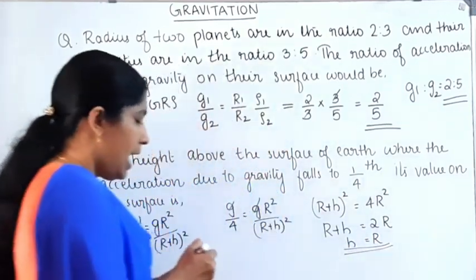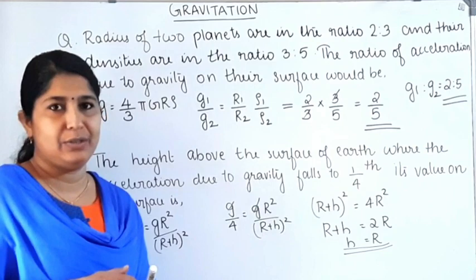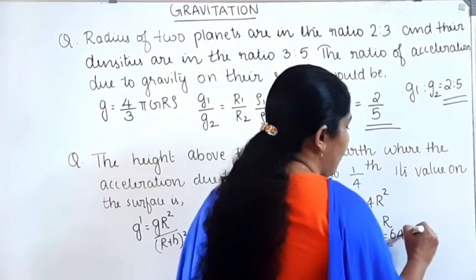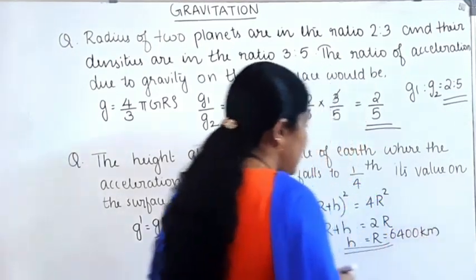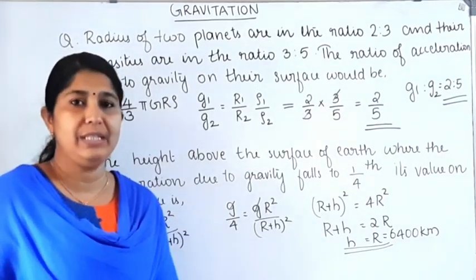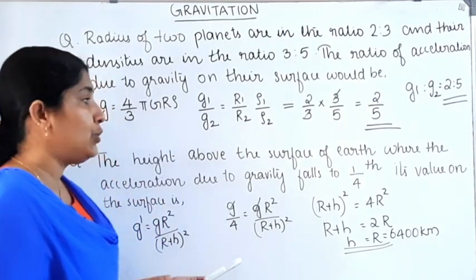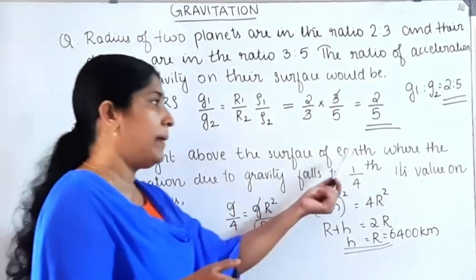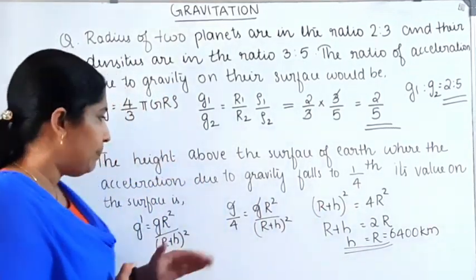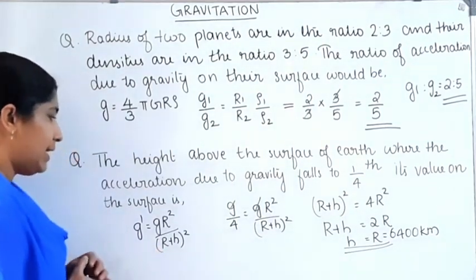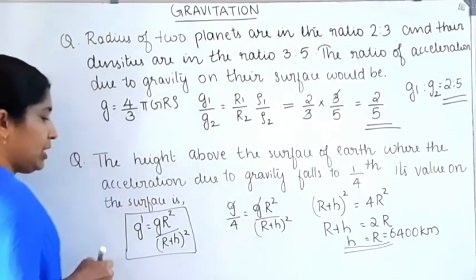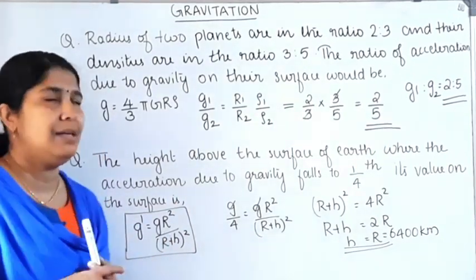Then what about the height? The height is equal to the radius of the earth. At that height, h is equal to R, that's equal to 6,400 kilometers. That is, at a height of 6,400 kilometers above the earth's surface, the acceleration due to gravity falls to 1/4 of the value on the surface of the earth. This equation is used if the height is comparable to the radius of the earth: g dash is equal to g R square divided by (R plus h) the whole square.